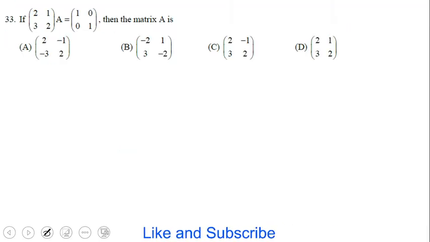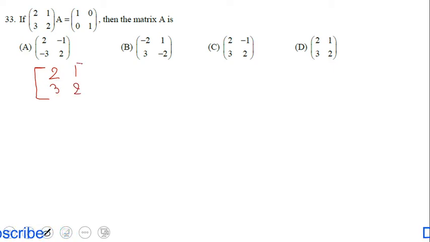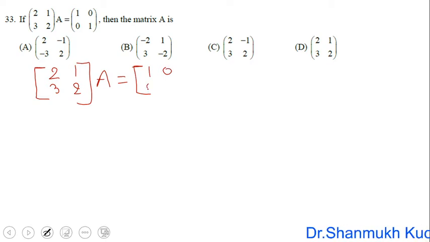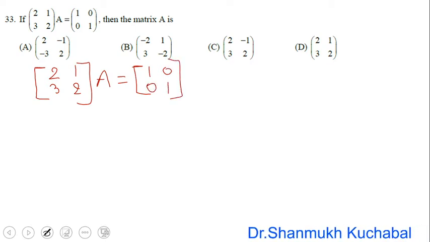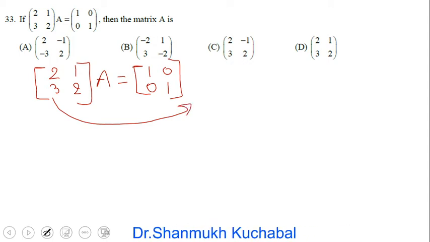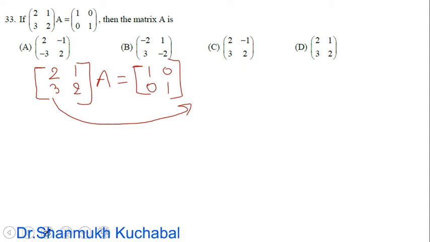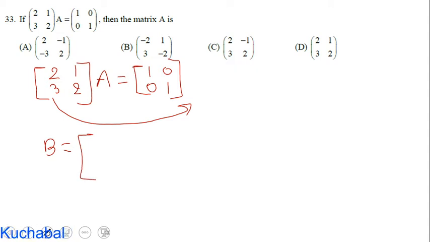Okay, we'll move to our next example, example number 33. So it is given that there is a matrix 2 1 3 2 times A equal to 1 0 0 1. Matrix A we have to calculate. So we have to transport this to RHS, which means we have to calculate the inverse. So I call it matrix B, inverse of 2 1 3 2.